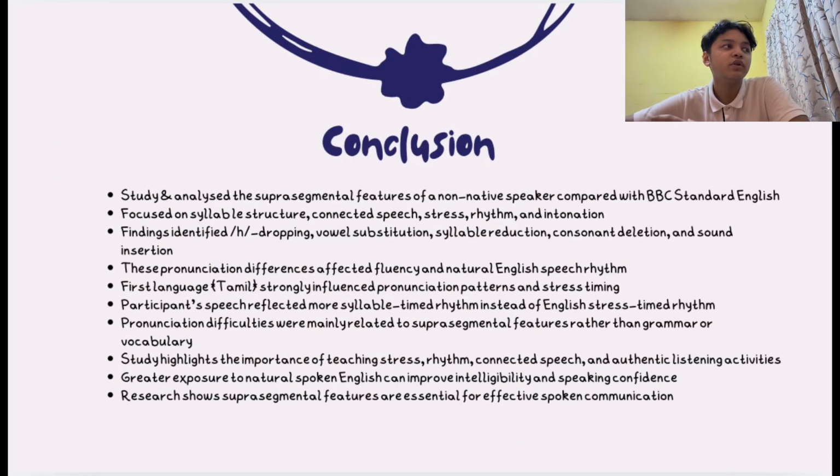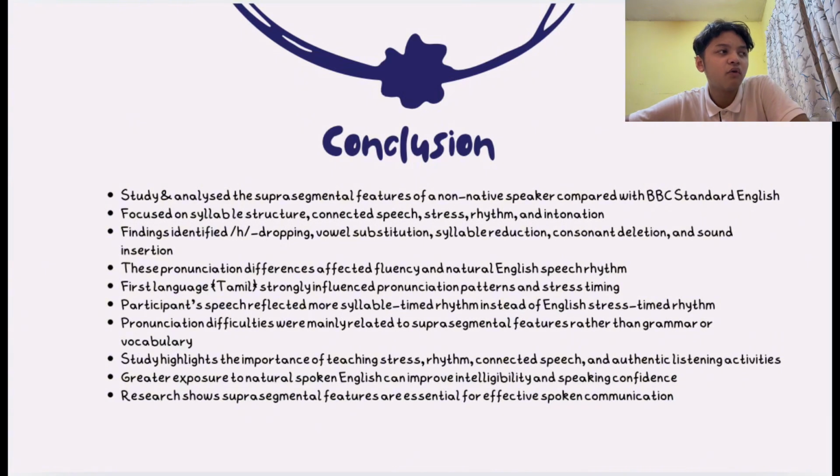Okay everyone, so in conclusion, this study successfully examined the suprasegmental features of a non-native English speaker by comparing the pronunciation with BBC Standard English. The analysis focused on syllable structure, connected speech, stress, rhythm, and intonation. The findings showed several pronunciation differences, including H dropping, vowel substitution, syllable reduction, consonant deletion, and sound insertion, which affected fluency and natural speech rhythm.